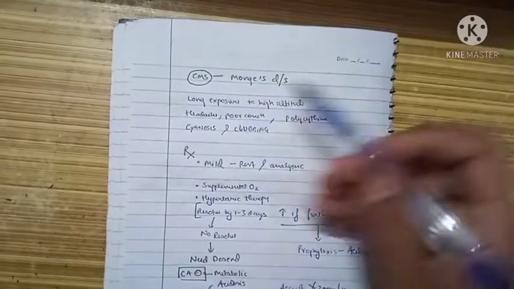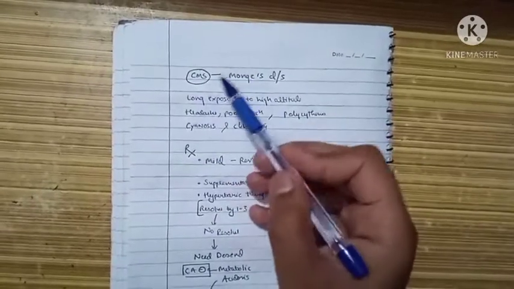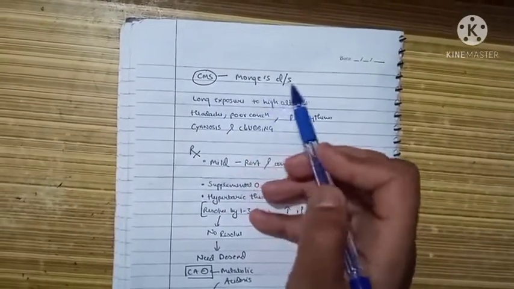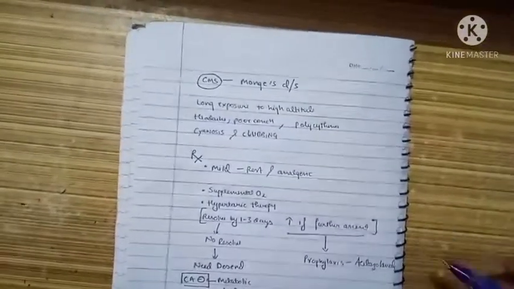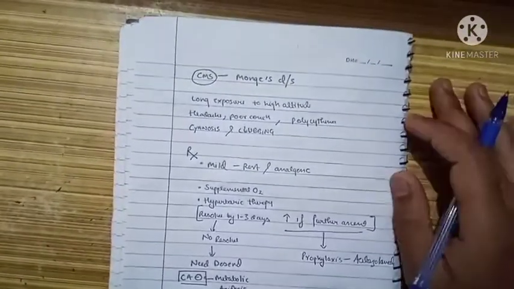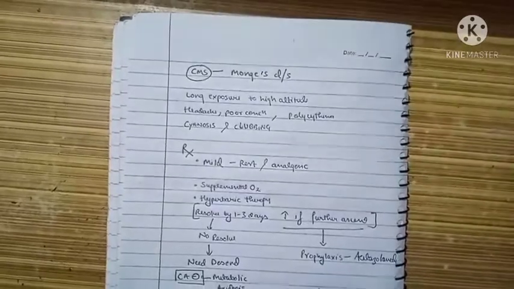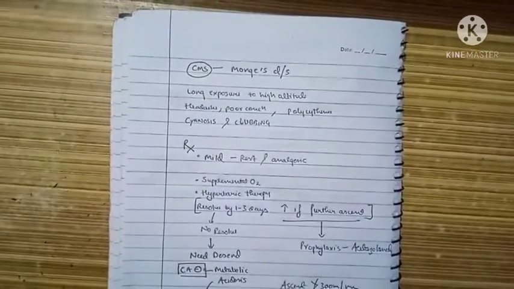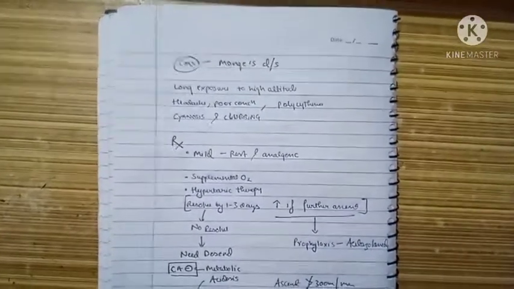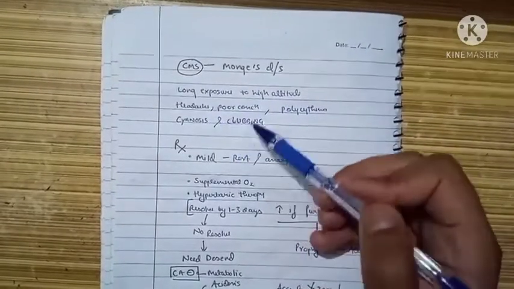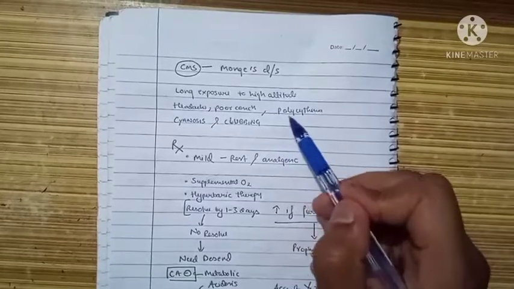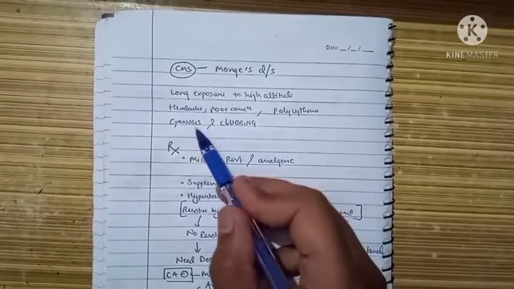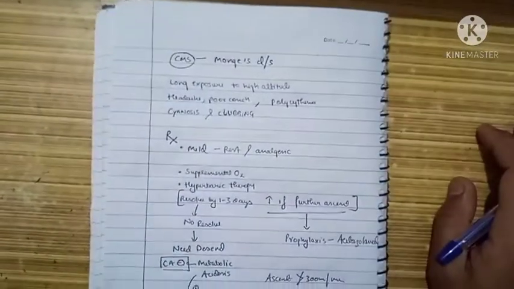Let's talk about chronic mountain sickness now. Chronic mountain sickness is also known as Monge's disease. This occurs in people who have a long exposure to high altitude, and here the patient has symptoms similar to acute mountain sickness due to increased ICP and cerebral blood flow. Plus the patient also suffers from poor concentration and may show signs of polycythemia. You will see cyanosis and clubbing in the patient.